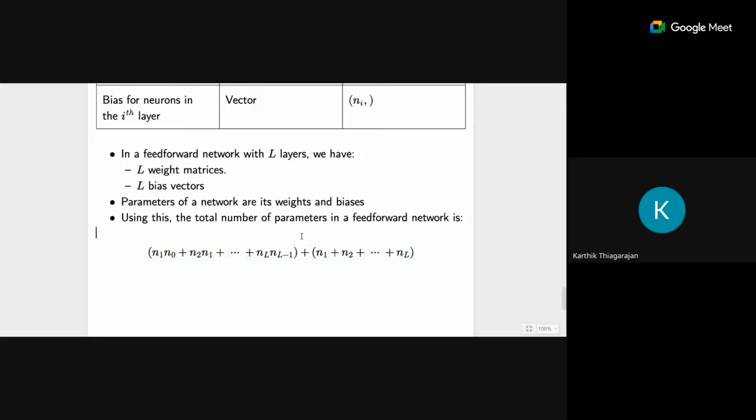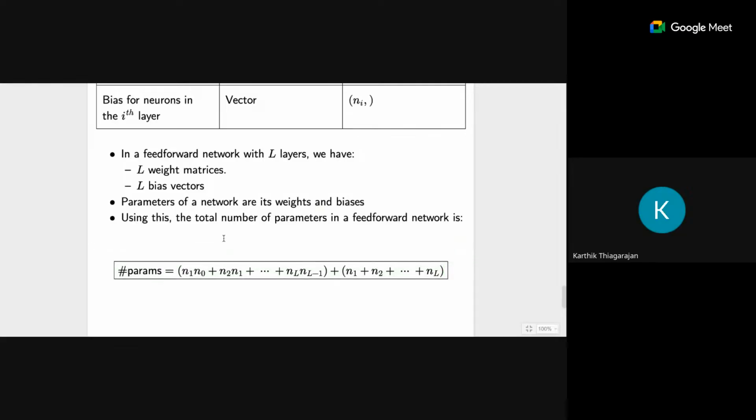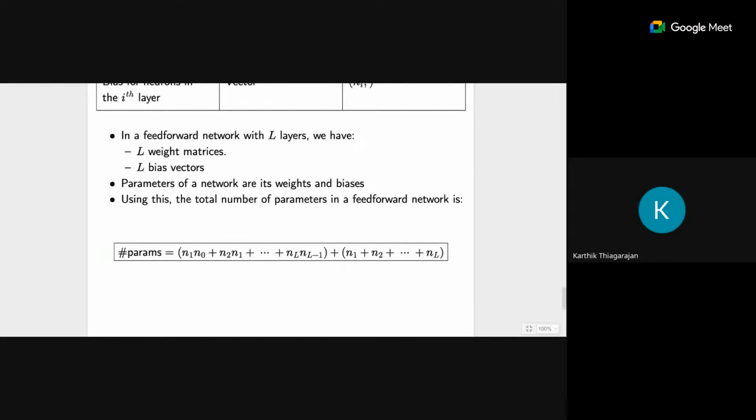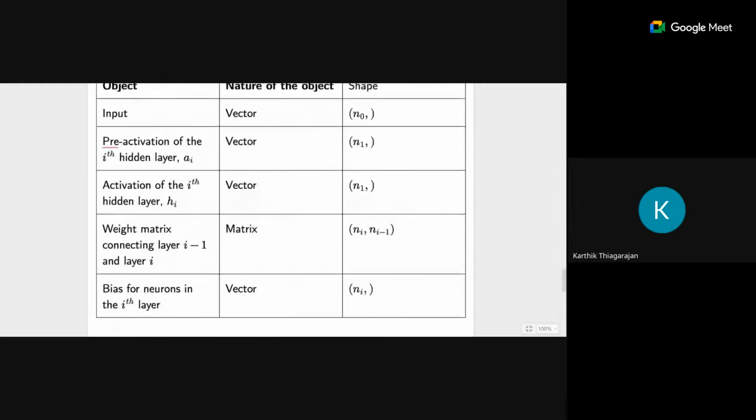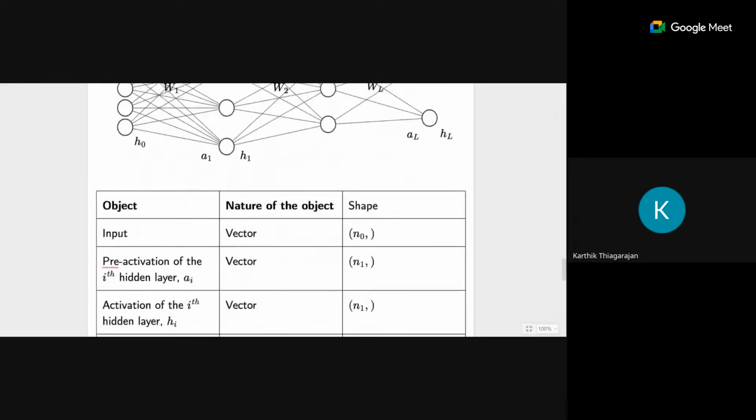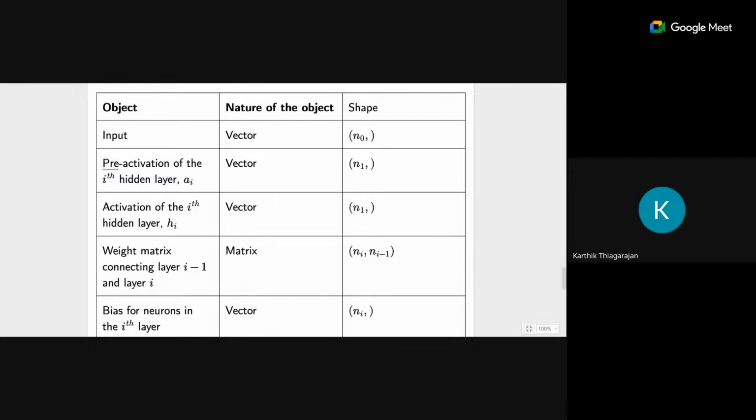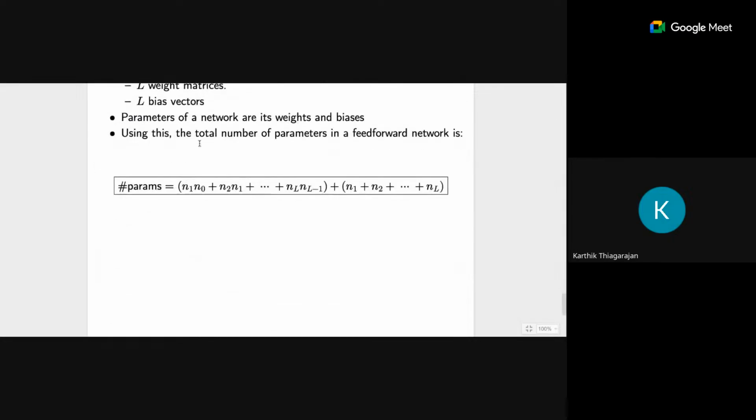Okay, so is this clear? So the number of params equals this important equation. Please don't memorize this, but I hope this part is fine. These shapes are very important because they help us in the backward pass. And now for the loss function, right?